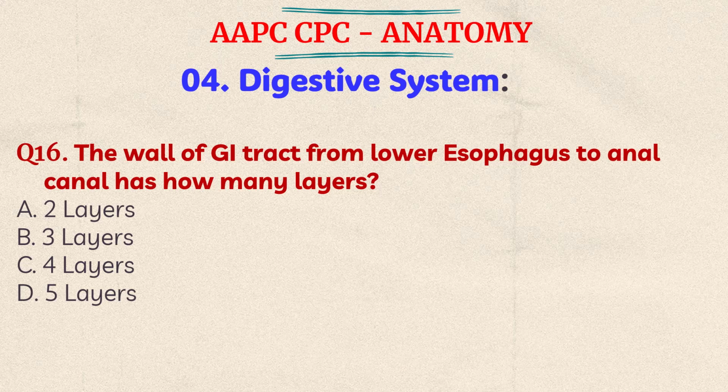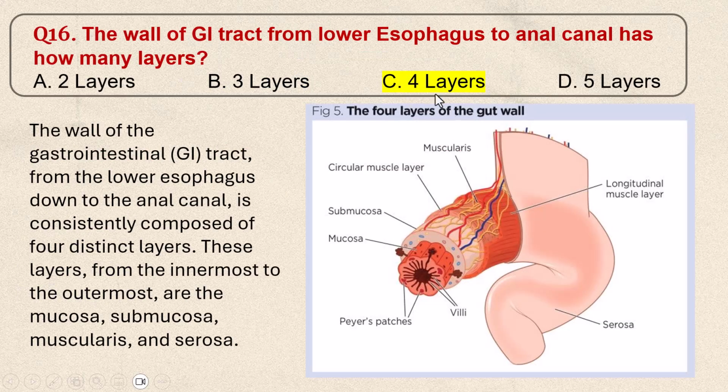Question number 16. The wall of the GI tract from the lower esophagus to the anal canal has how many layers? A. 2 layers. B. 3 layers. C. 4 layers. D. 5 layers. Think the answer. The correct answer is C.